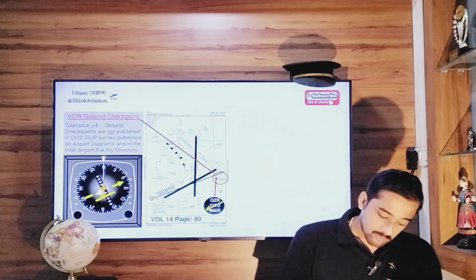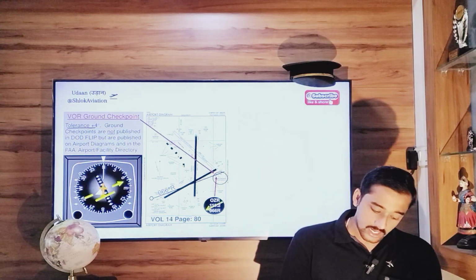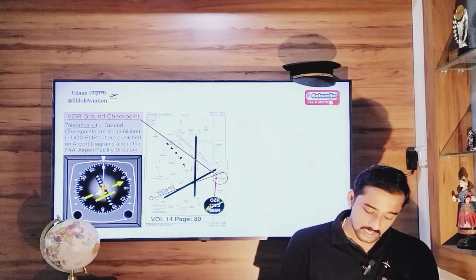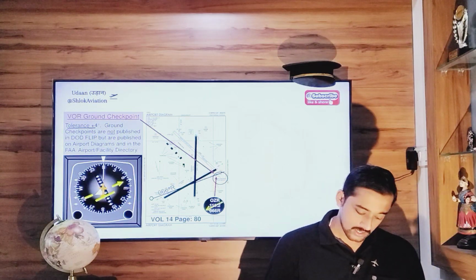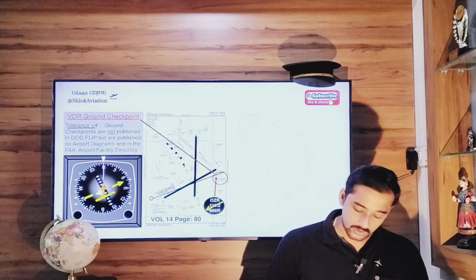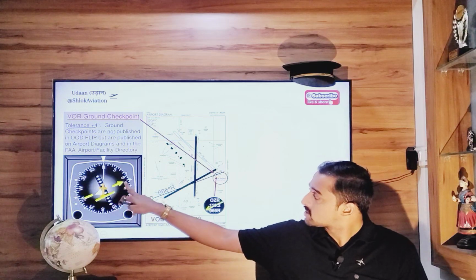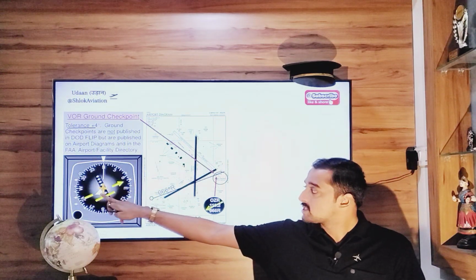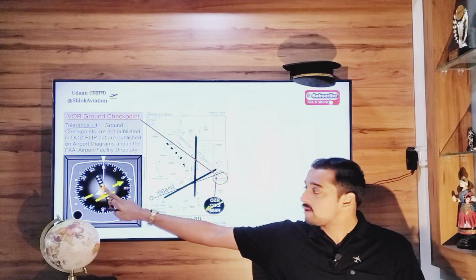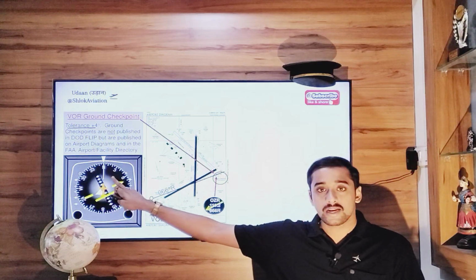The tolerance is plus minus 4 degrees. Ground checkpoints are not published in the chart supplement but are published on airport diagrams and flight directories. That's it. So remember this: 066 with a from indication. If this triangle is behind the aircraft, it's from. If it's ahead of the aircraft, it is to.